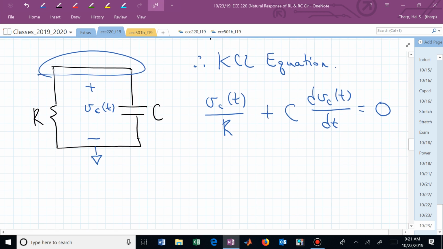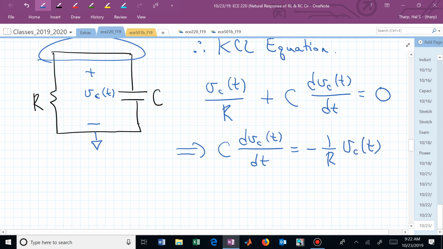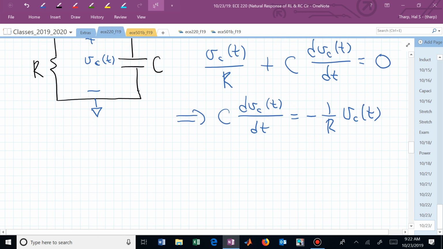All right, so now let's manipulate this, move this around a little bit. The last time we said, let's isolate the derivative term on one side. We can keep a minus some state variable on the other side by multiplying both sides by R, and we now have RC dv_C/dt is equal to minus v_C(t).